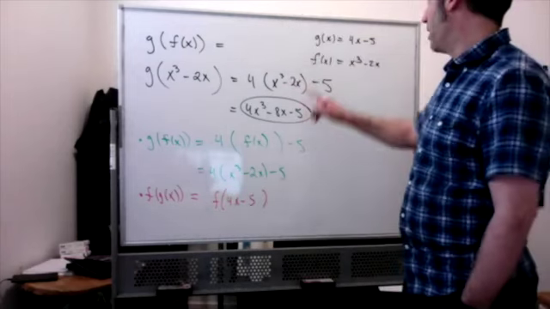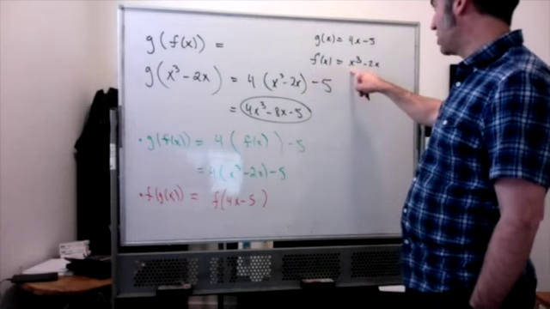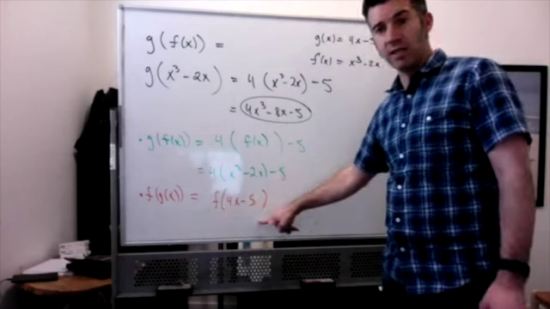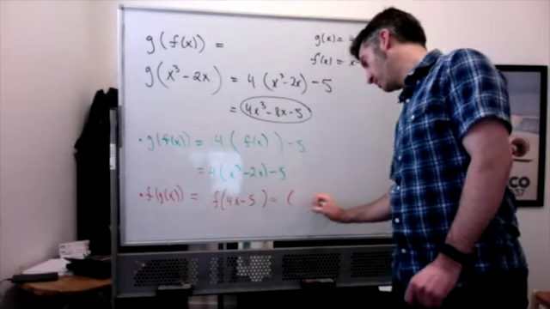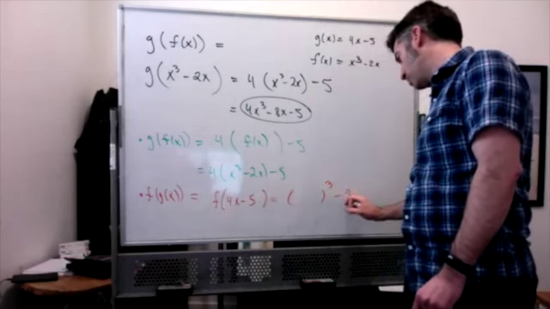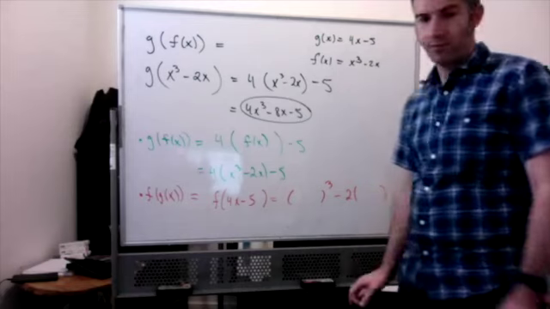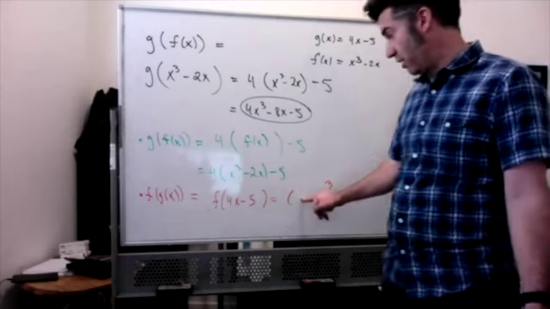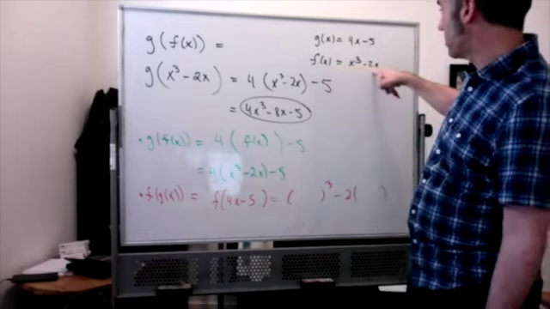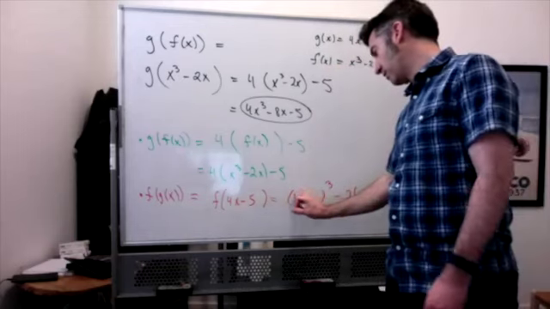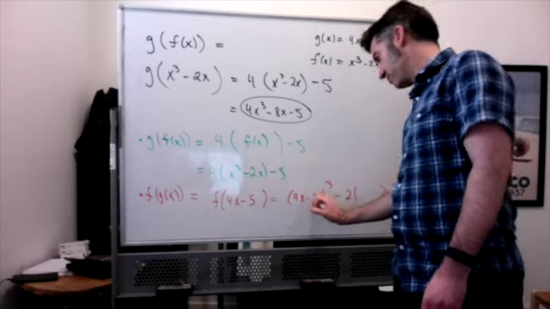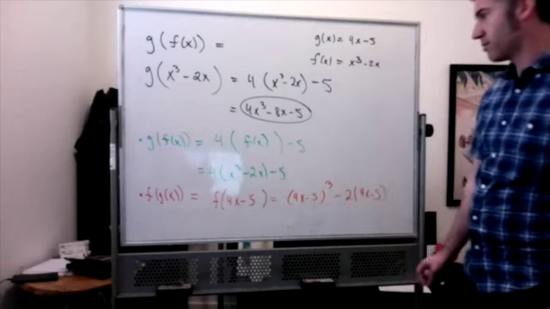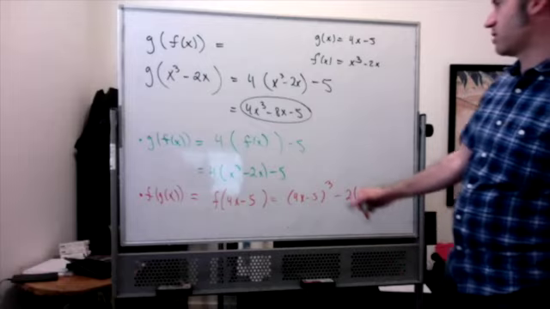And then I know that f of x is x cubed minus 2 times x. So f of a parentheses is parentheses cubed minus 2 times parentheses. And then we would plug in what was in the parentheses, right? Here it's x. Here it's 4x minus 5.